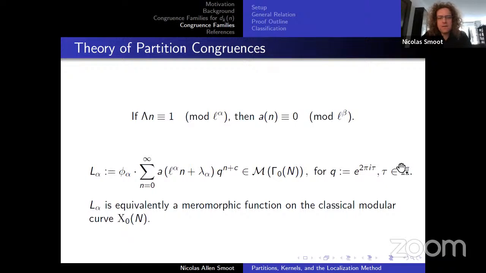So I have some congruence family that looks like this here. A of n is divisible by L to the beta when n is the inverse of lambda mod L to the alpha. I construct a function sequence L alpha, where each of these cases gives you, say, lambda alpha is the inverse of big lambda mod L to the alpha. So L to the alpha n plus lambda alpha gives you all the possible values where lambda n is 1 mod L to the alpha for a fixed alpha. Phi alpha is some prefactor that I rig in front to actually make it into a modular function. And again, being a modular function over gamma 0 n is equivalently being a meromorphic function on the classical modular curve.